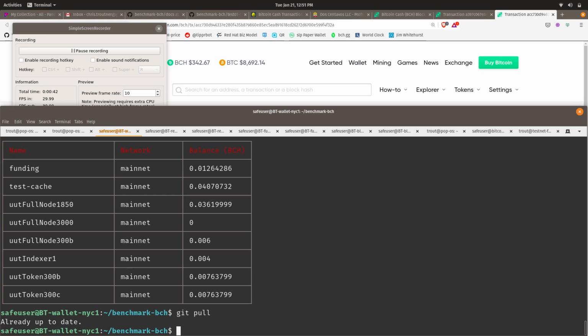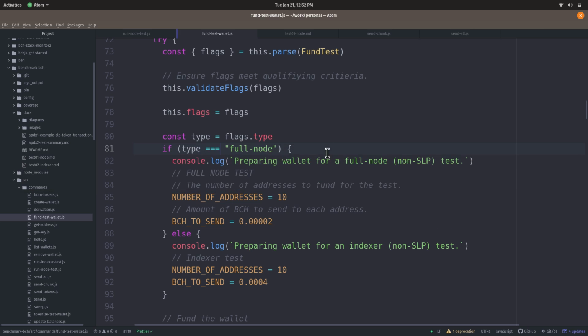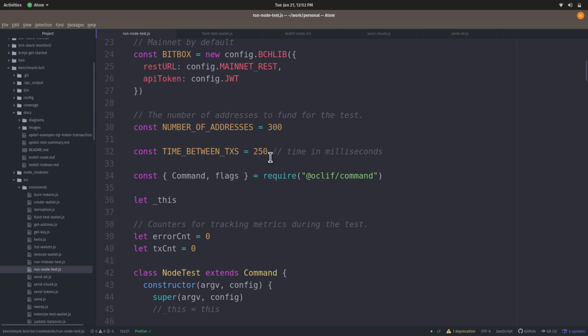I'm going to do a second test using this second wallet that I have prepared. It has 300 addresses or 300 UTXOs in it, so it's the exact same test I ran before, but this time I'm going to change the time between transactions from 1,000 milliseconds, or 1 second, to 200 milliseconds, so 5 per second.